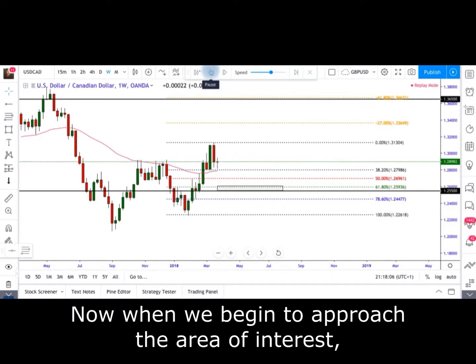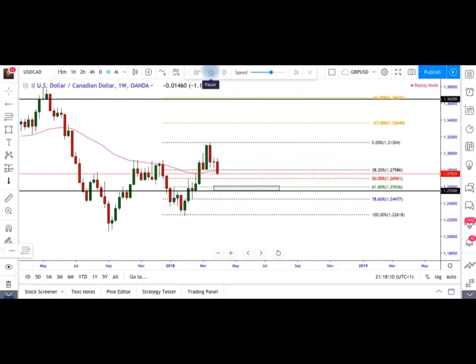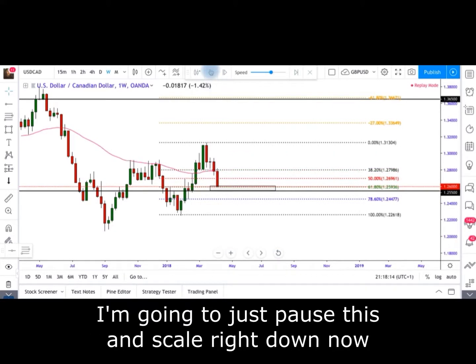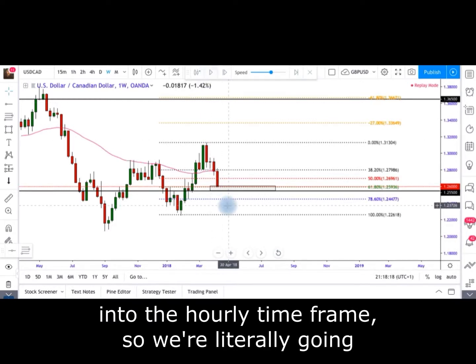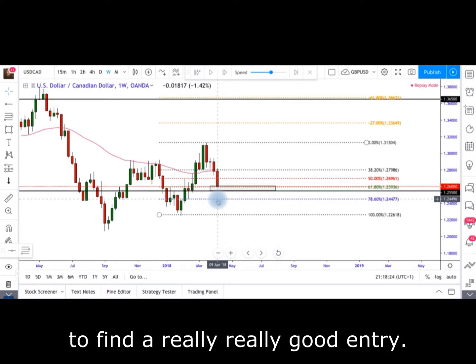Now when we begin to approach the area of interest, obviously we have to be scaling right down. So now we're starting to approach it. I'm going to just pause this and scale right down now into the hourly time frame. So we're literally going from the weekly right down to the hourly to find a really, really good entry.